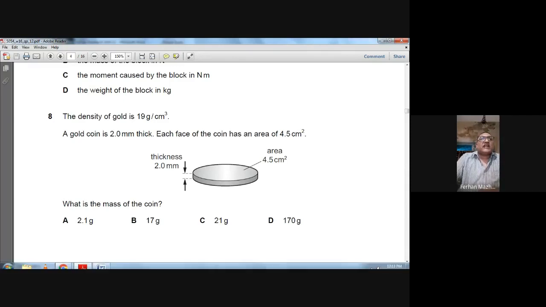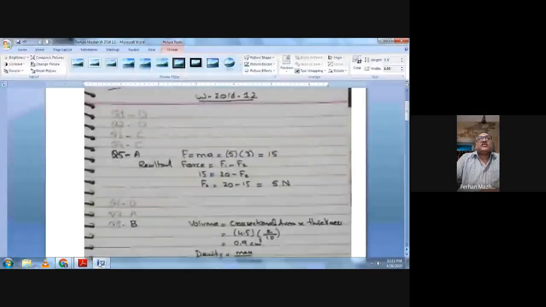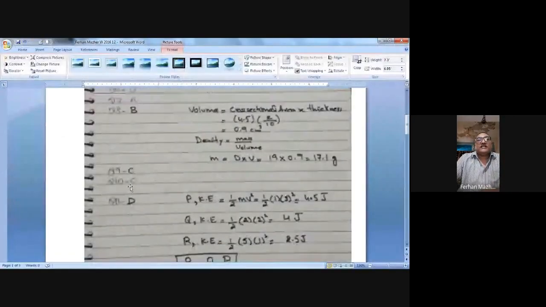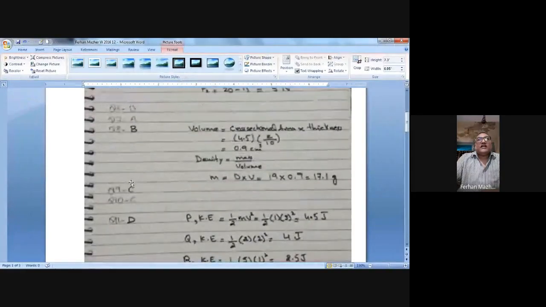Let me show you its calculations. I have done these calculations. You see here on your screen, I think you are able to see. Volume is cross-sectional area multiplied by thickness: 4.5 multiplied by 2 divided by 10. I divided by 10 to convert the millimeters into centimeters. You will get the answer 0.9 cubic centimeter.